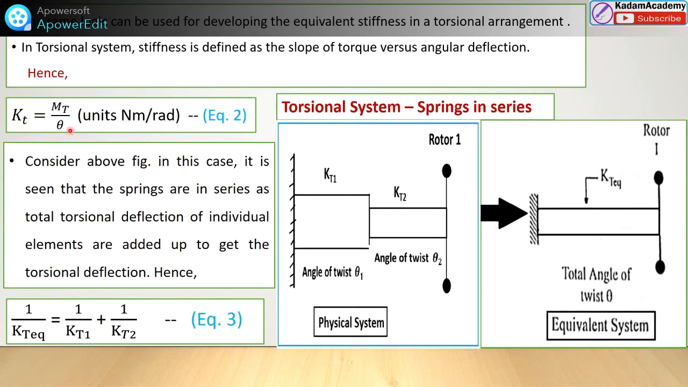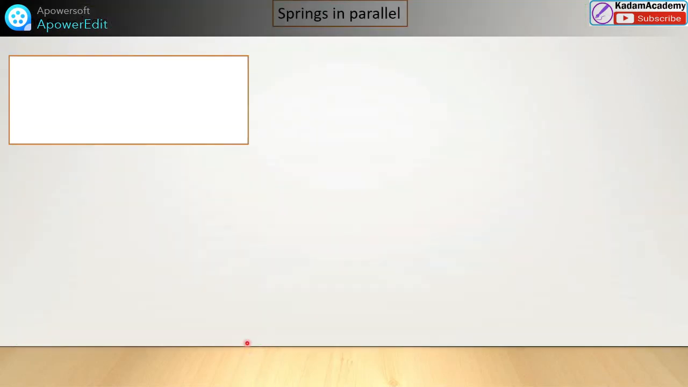We know this MT by theta. For the individual, we can calculate by using this one. And this KT unit is Newton meter per radian. This is equation 2 and equation 3.